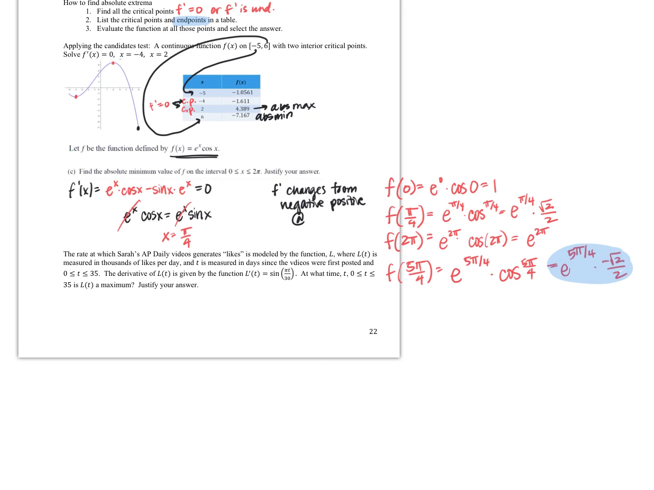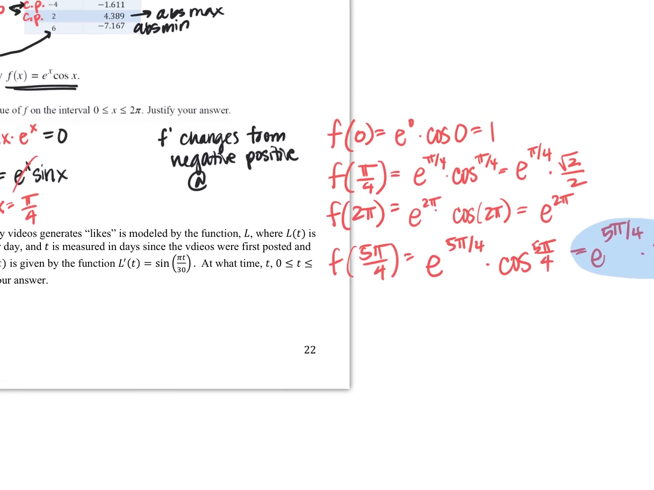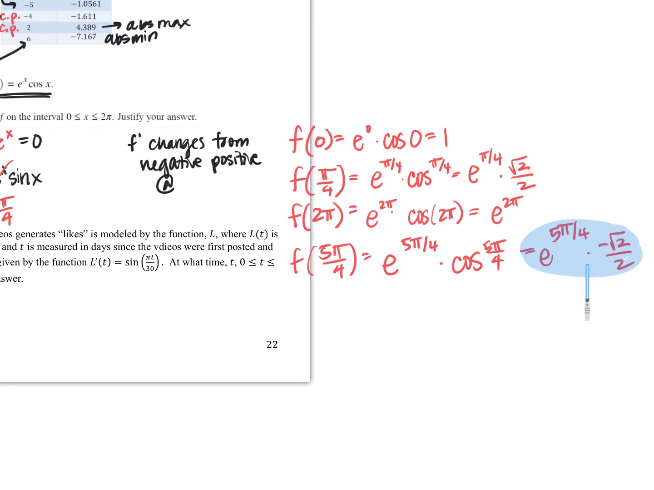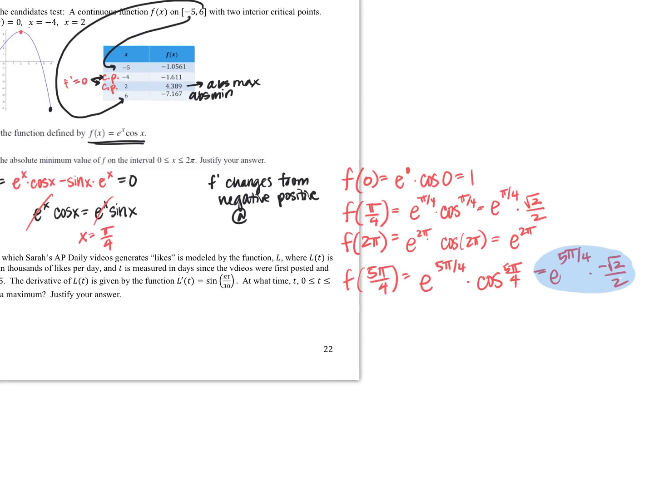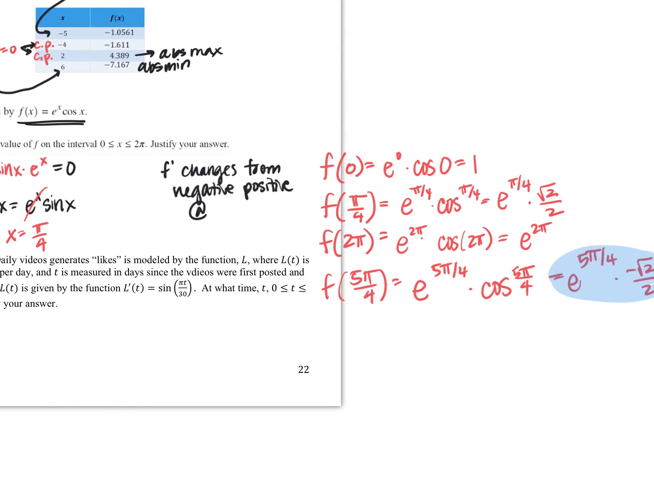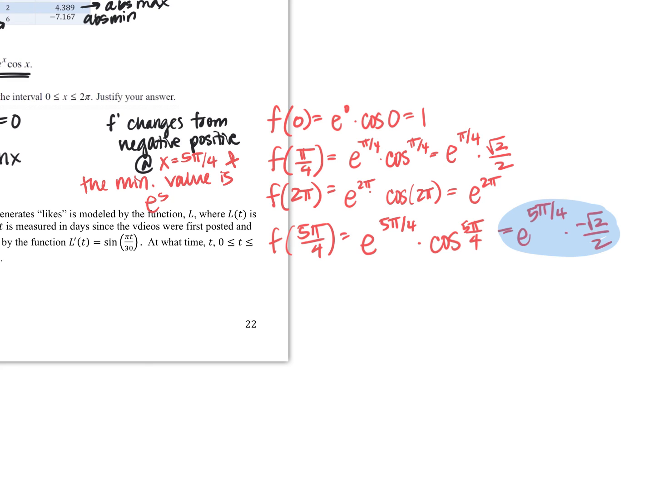So it says, find the absolute minimum value. This is the absolute minimum value. It happened at 5 pi over 4. So f prime changes from negative to positive at, we can say, 5 pi over 4. And the minimum value is e to the 5 pi over 4 times negative root 2 over 2.